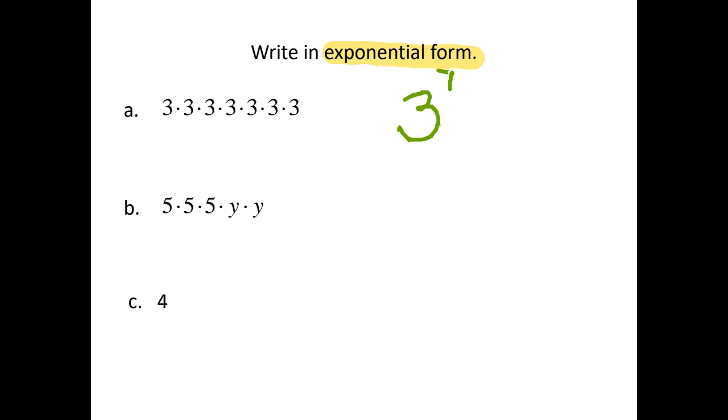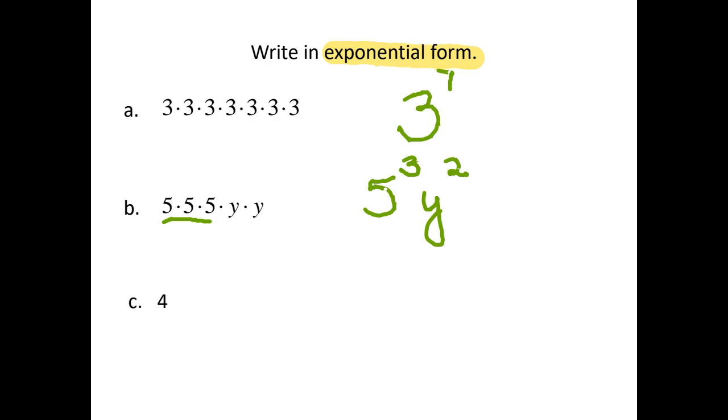Now, B, some people have a little trouble with this because it's numbers and letters. Well, first off, we have 5 3 times and Y 2 times. This is our exponential form, and normally we put the number in front of the letter. Letters always come last. Okay. Now, some people get this one, problem C, confused because they're saying exponential form.